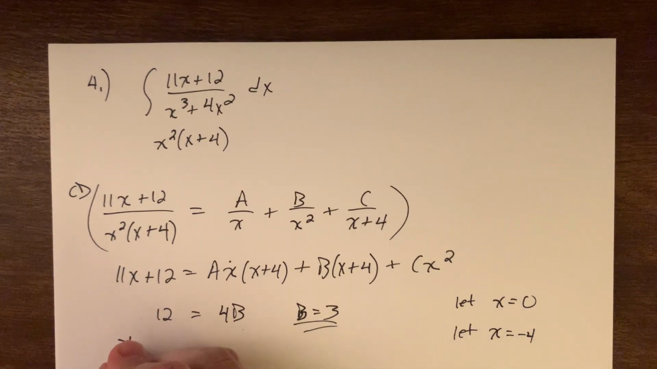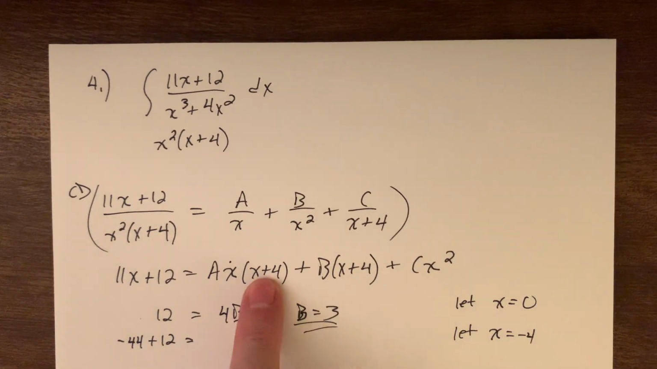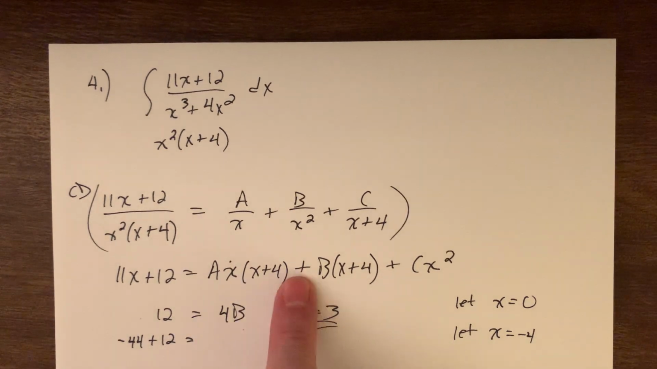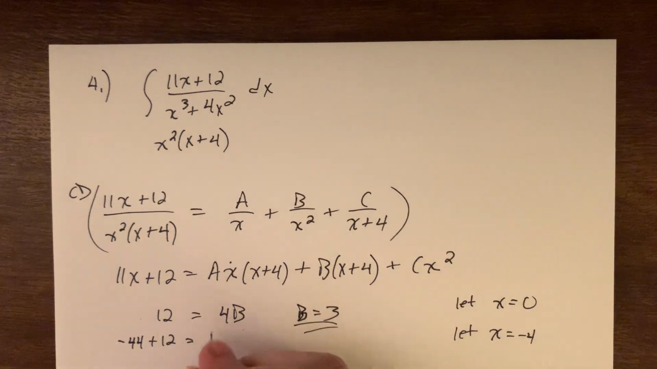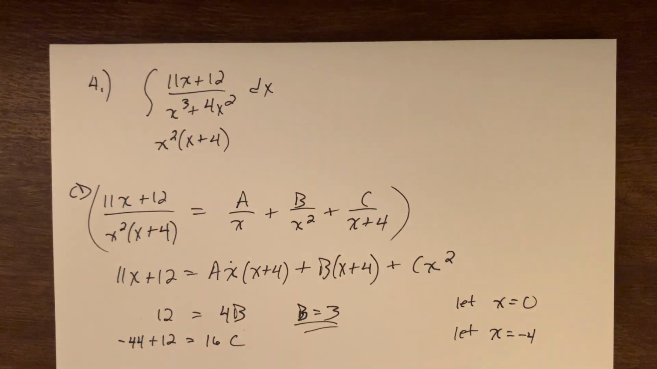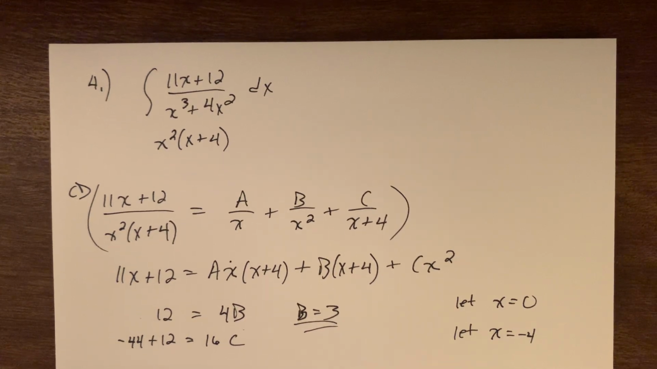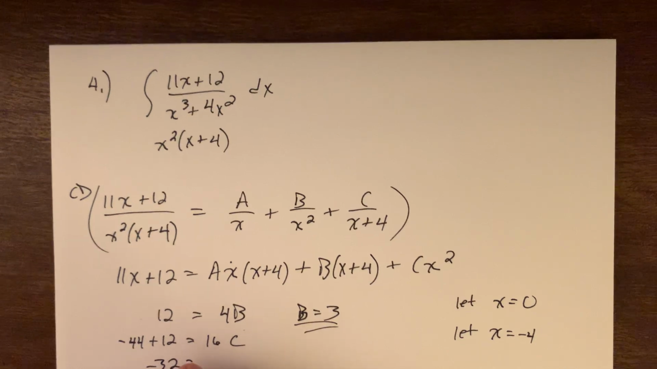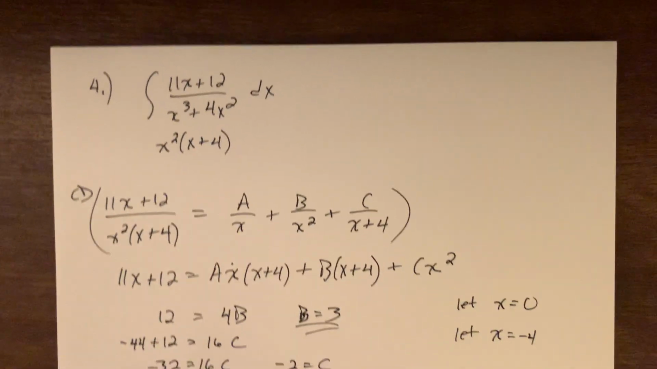well, now I get negative 44 plus 12 on the left side. That is a 0, so a times negative 4 times 0, that's 0. Here, that's a 0, so 0 times b. But over here I get 16c. Do your arithmetic here. We've got negative 32 is 16c. So negative 2 would be c.